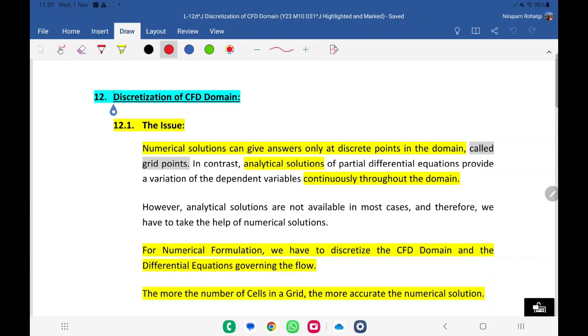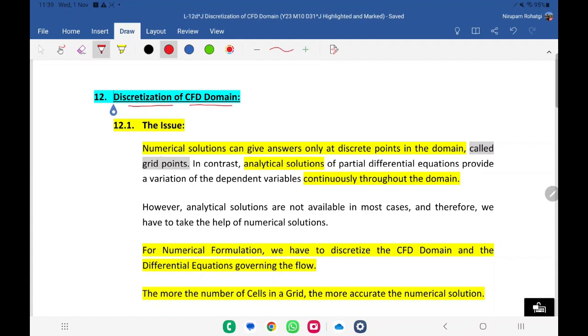So we have a differential equation which we have to convert into algebraic form, and we have a CFD domain which we have to discretize into smaller regions. How do we go about doing it? That is what we are doing here. So why do we need to discretize the CFD domain? What is the issue before us?